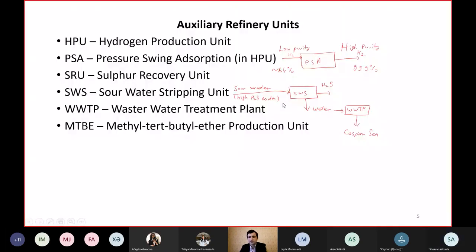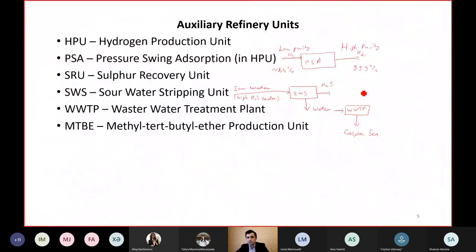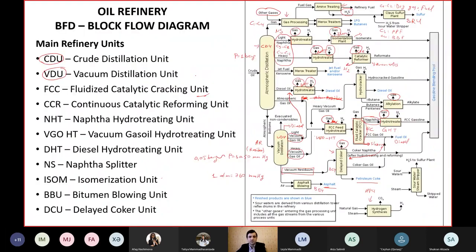As I showed here, we have H2S, which is sent to the sulfur recovery unit or sulfur production unit. So it is sent to SRU. We have sulfur, and sulfur is sent for sales. As you can see, there is no waste at the refinery. Everything is used, everything is refined as much as possible to produce all the products you can see in blue.